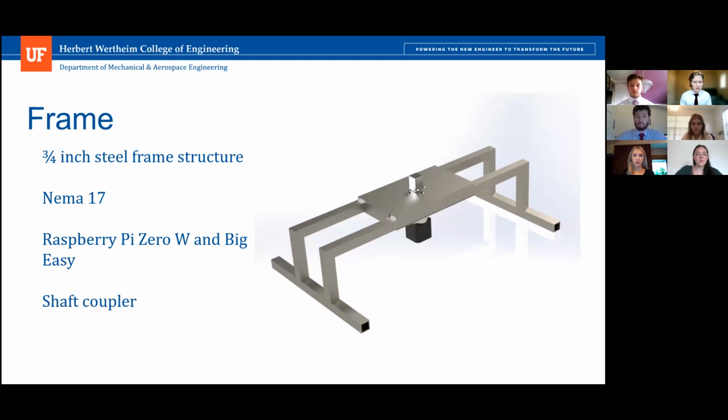To connect the central motor to the control platform, we have a custom-made shaft coupler that's made from aluminum. This is welded to the control platform, which is an aluminum structure, and then it's connected to the shaft using 2 set screws.